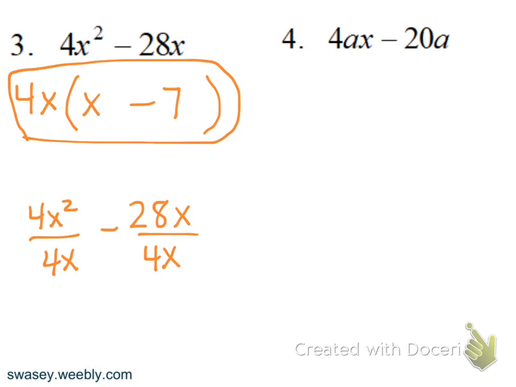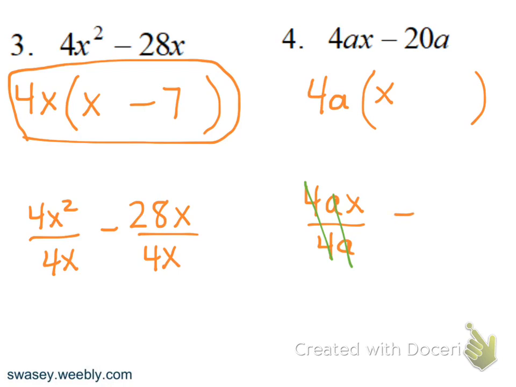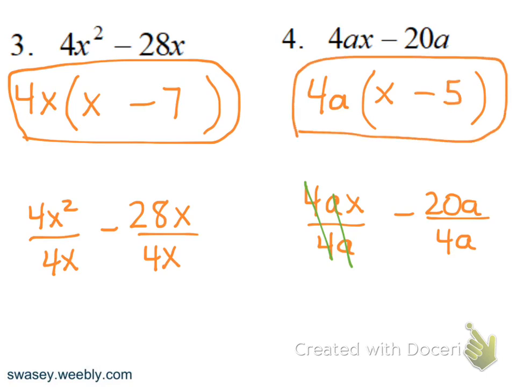Same idea here on number 4. 4 is a common factor. Both of them divide by 4, and we also have an a. So think through 4ax divided by 4a. Both the 4's and the a's cancel, and so we're left with x. And then negative 20a divided by 4a gives us negative 5. You can check by distributing.